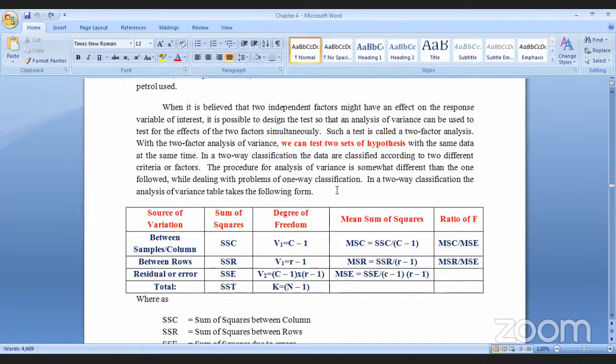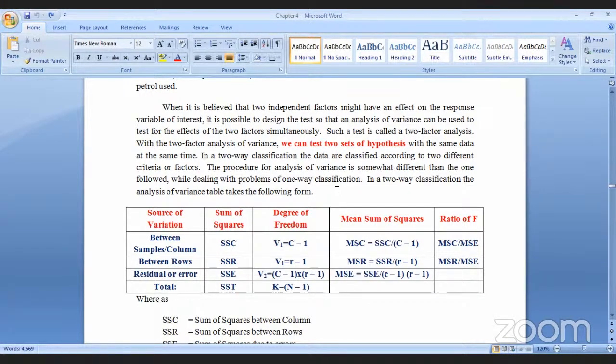See, we need to find out the SSC value, SSR value, SSE value, SST value, V1, V1, V2, V1 and V2 here. Then MSC, MSR and MSE. Then MSC by MSE and MSR by MSE. So here source of variation, sum of squares, degrees of freedom, mean sum of squares, variance ratio F is common for one-way classification and two-way classification. Only the heading is common to one-way and two-way.